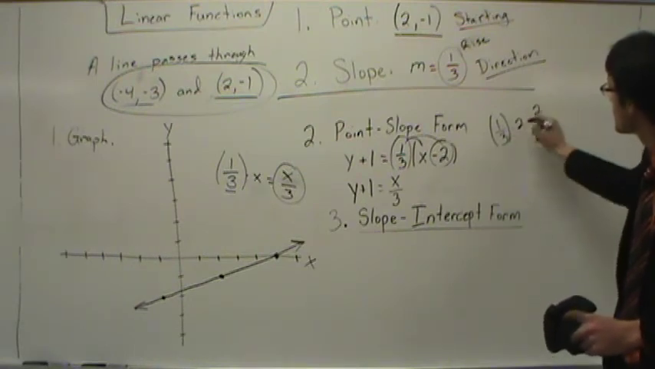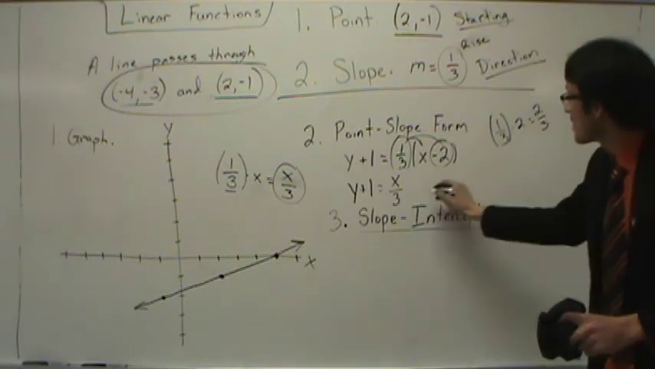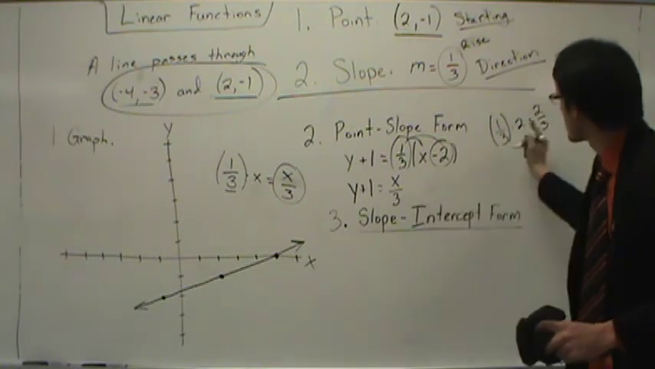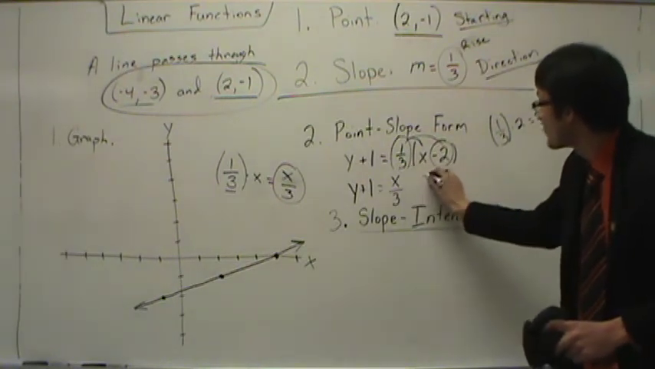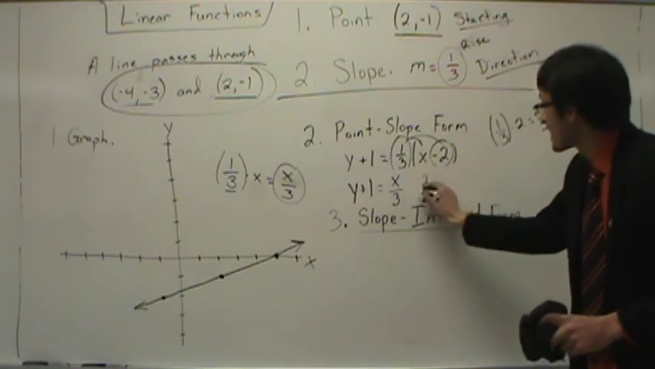2 times 1 is 2. Leave the denominator alone. It's 2/3. So we end up with plus, or positive, I'm sorry, 1/3 times 2 is 2/3. Positive times negative is negative.